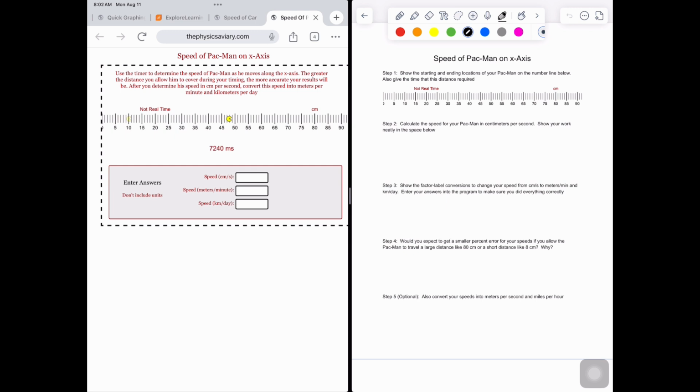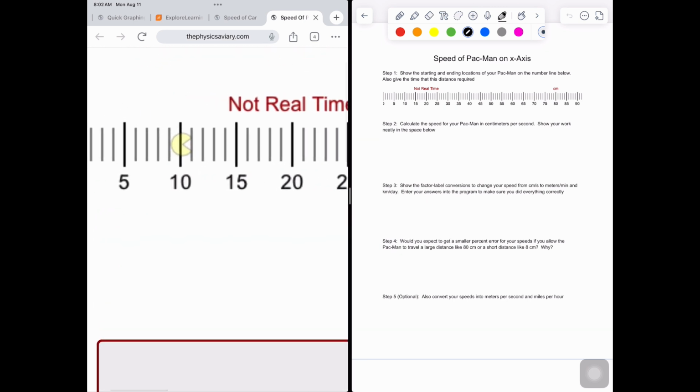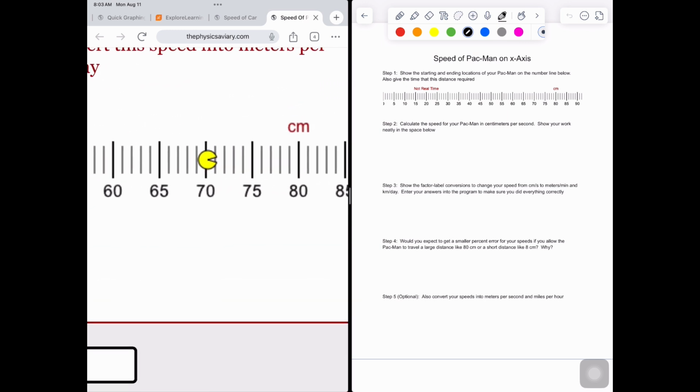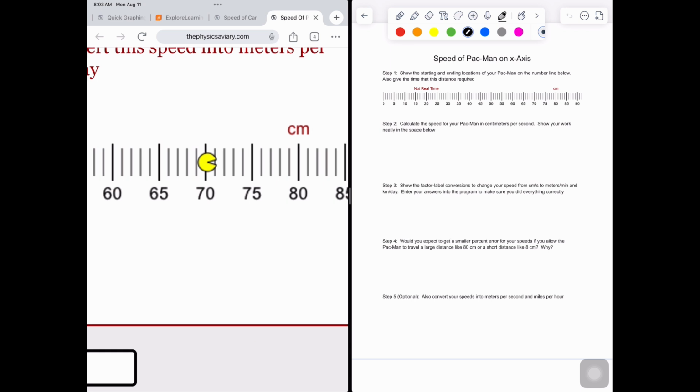Just let it go a little while so that you can get a pretty accurate value. Okay, so now in my instance, if you look, the middle of Pac-Man was right at 10, and Pac-Man's mouth is at 11, okay, 11 centimeters. He finishes with his mouth at about 71. We really want to get picky here, 71.1, okay? But that's exactly where I'm starting.